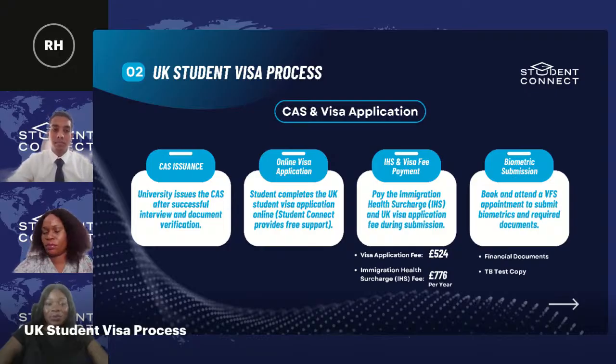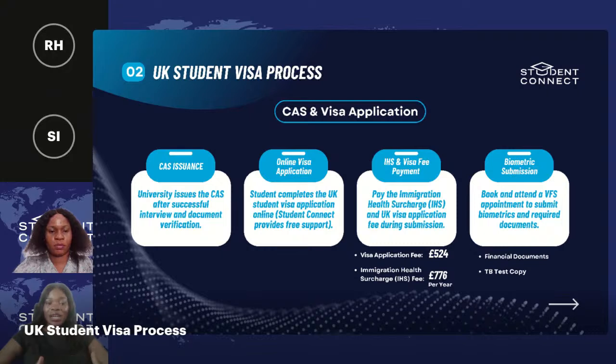Now, you must also pay your visa application fee. How much goes into this? Your visa application fee currently costs £524. The immigration health surcharge, also known as the IHS, costs £776 per year. After paying, you attend the VFS appointment for your application. That's when you submit your biometrics and your financial documents, including your TB test certificate.